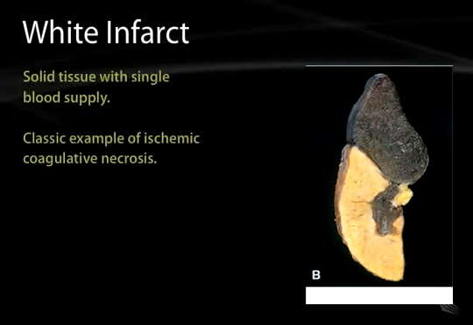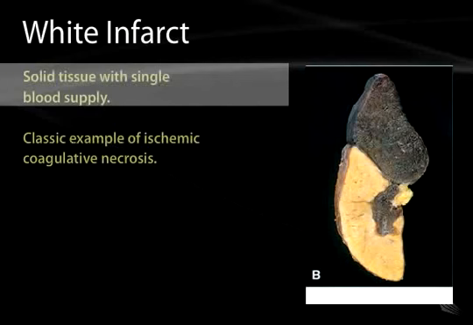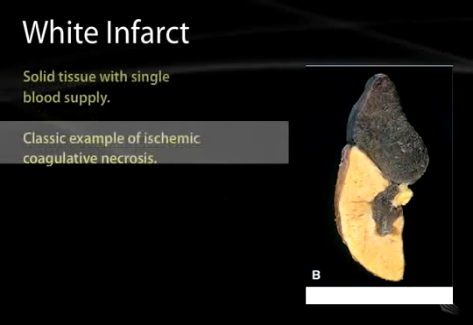White infarcts generally occur in solid tissues that have a single blood supply. This here from this section of the liver shows a classic example of ischemic coagulative necrosis in an area of the liver where there was a thrombotic or embolic event that shut off the main blood supply to this area of the liver, leading to ischemic necrosis characterized by the dusky pale yellow color that you see in the picture here.